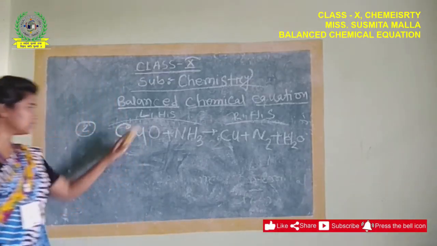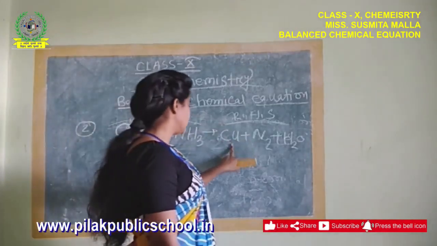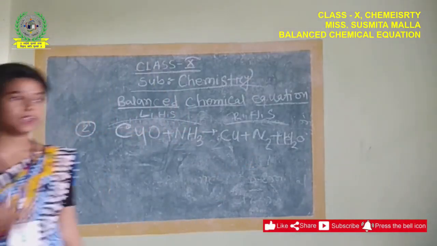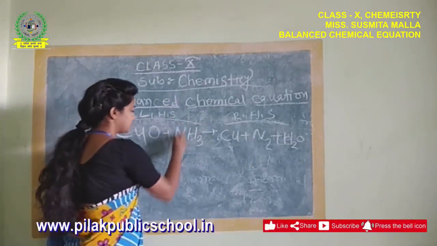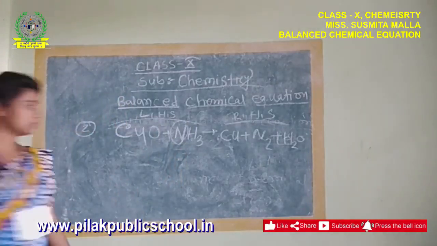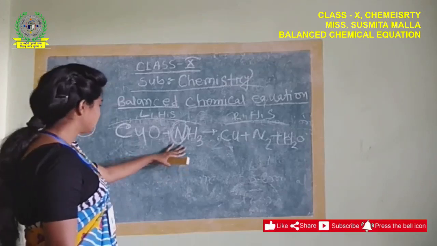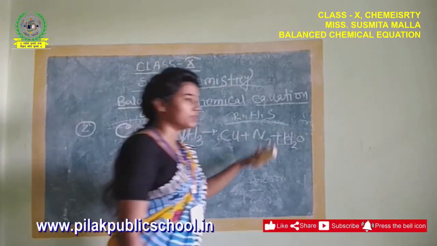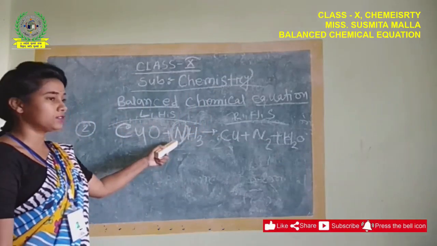Copper in the left hand side there is 1 molecule of copper. In the right hand side there is 1 molecule of copper. That is, copper is balanced. That is, metal is balanced. Next, non-metal element. Nitrogen is a non-metal element. So we balance nitrogen. In the left hand side there is 1 molecule of nitrogen. In the right hand side there are 2 molecules of nitrogen.